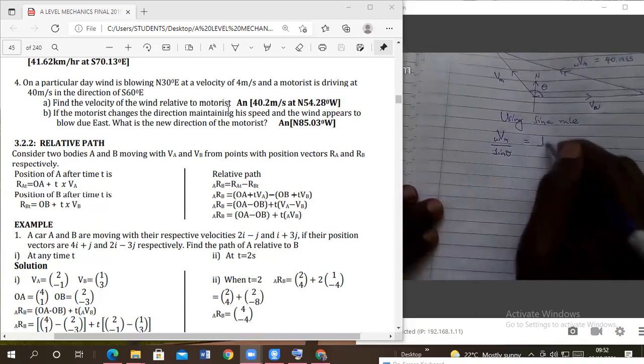So let's use the cosine rule there. Members, you apply the cosine rule and see what you will get. My camera is not stable. You apply the cosine rule and see what you will get, please.